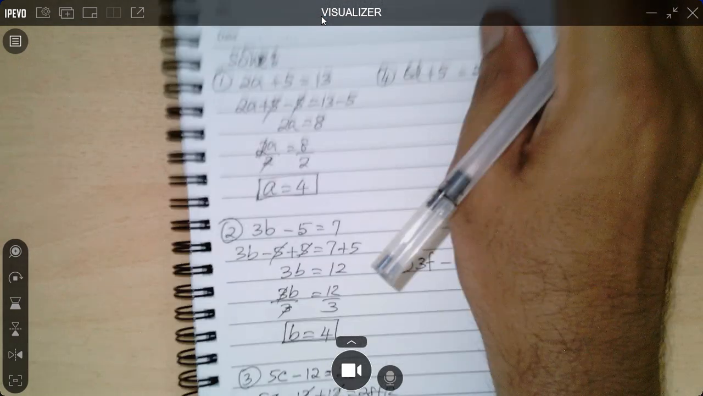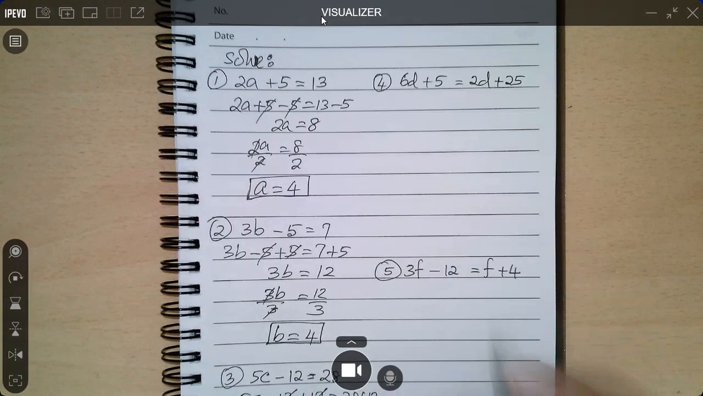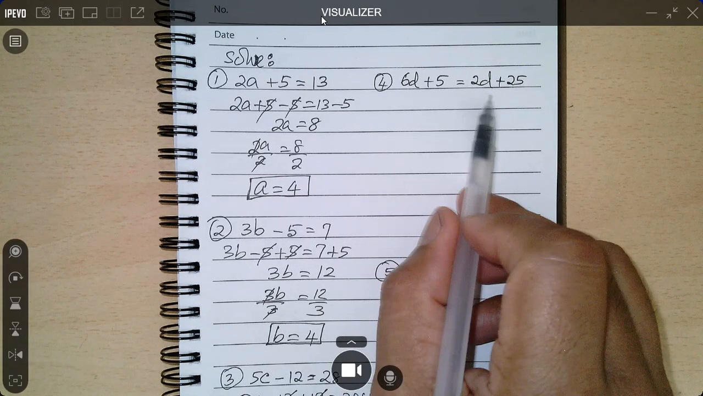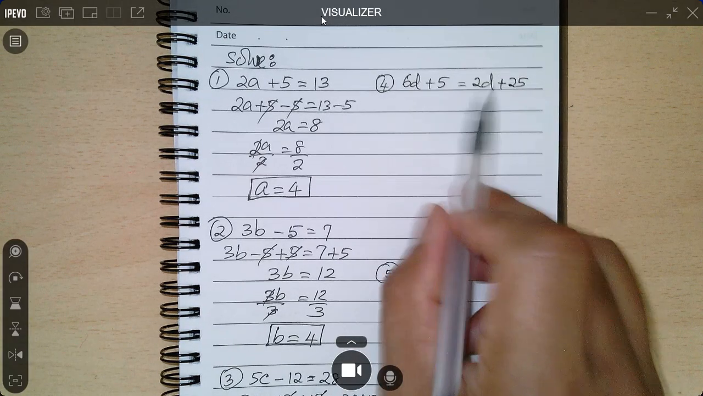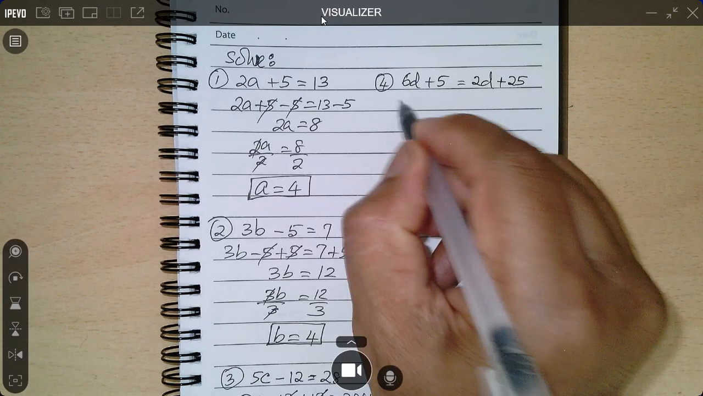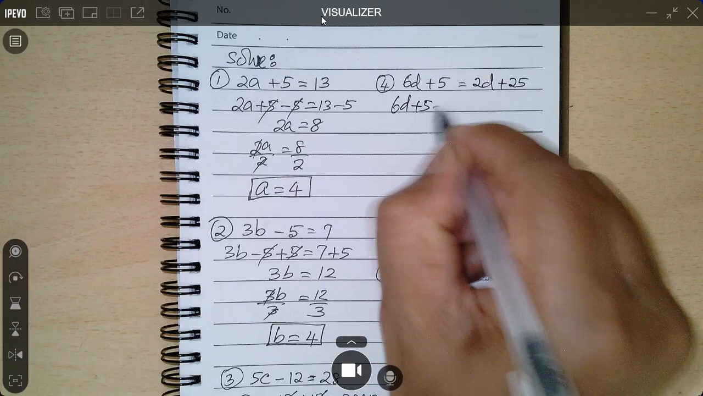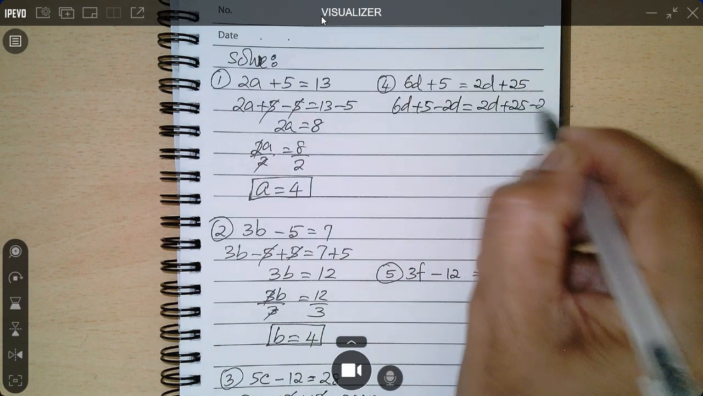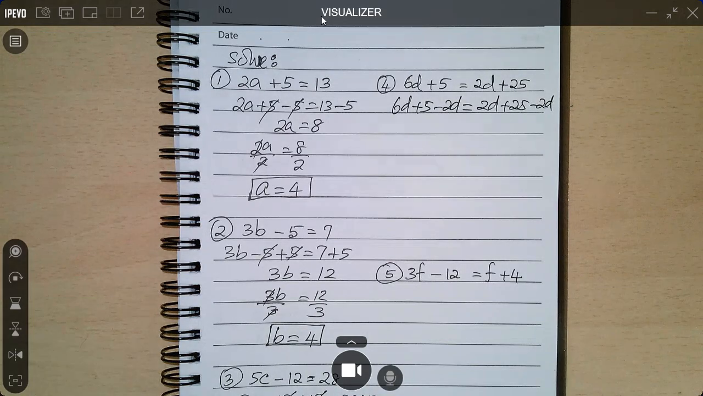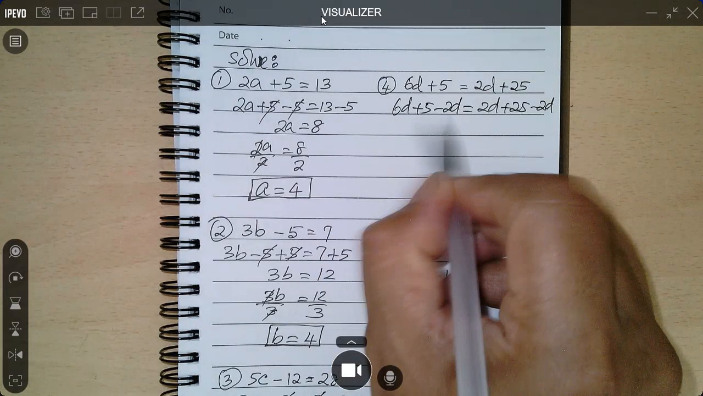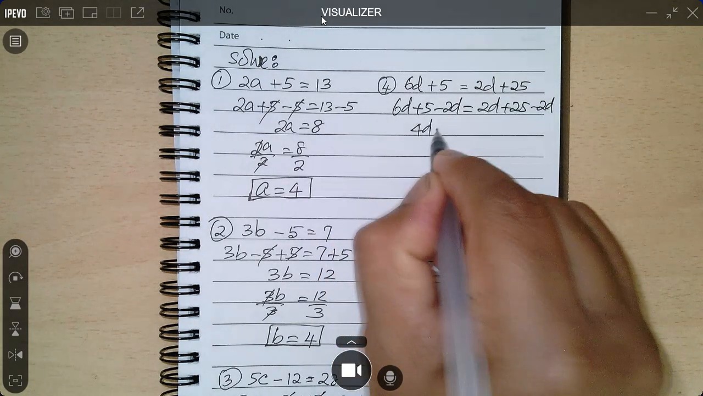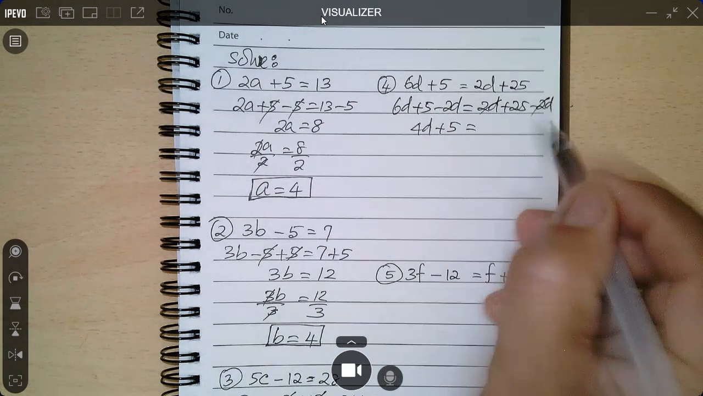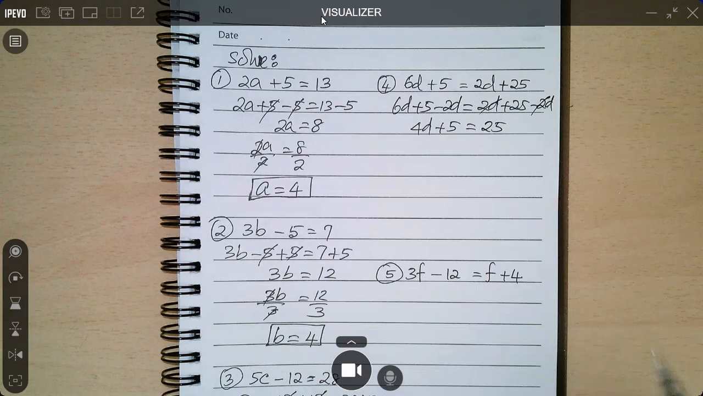Let's take a look here. We got d here also, d there also. So we need to do it slowly one by one. First, we need to remove this 2d here. So we get here 6d plus 5 minus 2d, 2d plus 25 minus 2d. We do step by step. 6d minus 2d is 4d plus 5. 2d and minus 2d gone, 25.